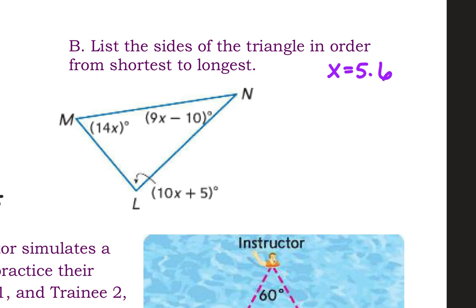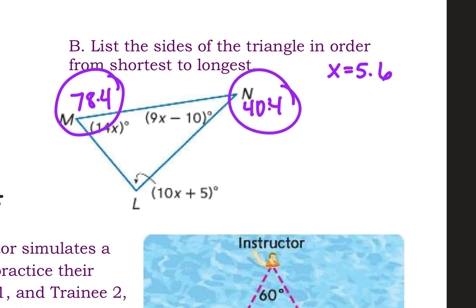All right, so then after we plugged in 5.6, what was your angle for M? 78.4. All right, what was your measurement for angle N? 40.4? Okay, just trying to make sure I'm hearing you all right. And then the last one, what would be the measurement of the last one? 61. Thank you. If I don't repeat it, guys, it's because I didn't hear you the first time.